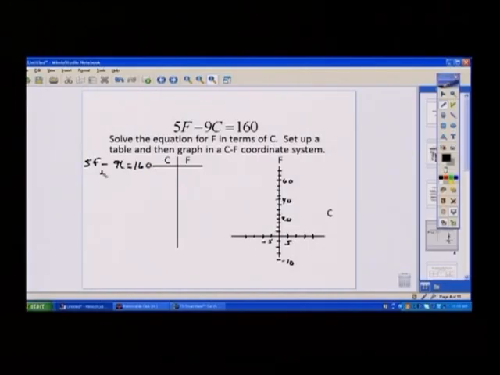We're going to solve it for f, so we're going to add the 9c over. So 5f equals 160 plus 9c, divided by 5. And f is equal to 32 plus 9/5 c. So I'm going to take some convenient values for c. Since that's 9/5, maybe I'll take negative 20, and I'll go up by 5s.